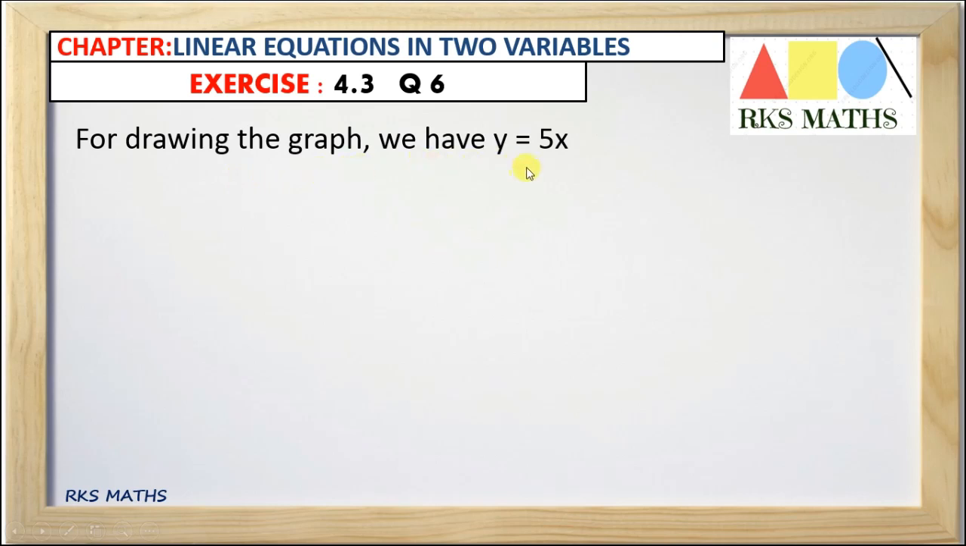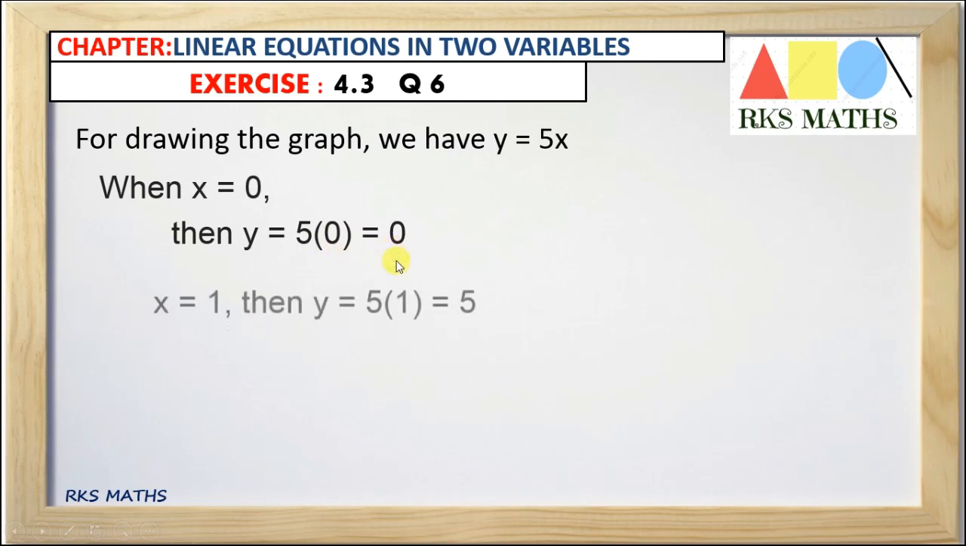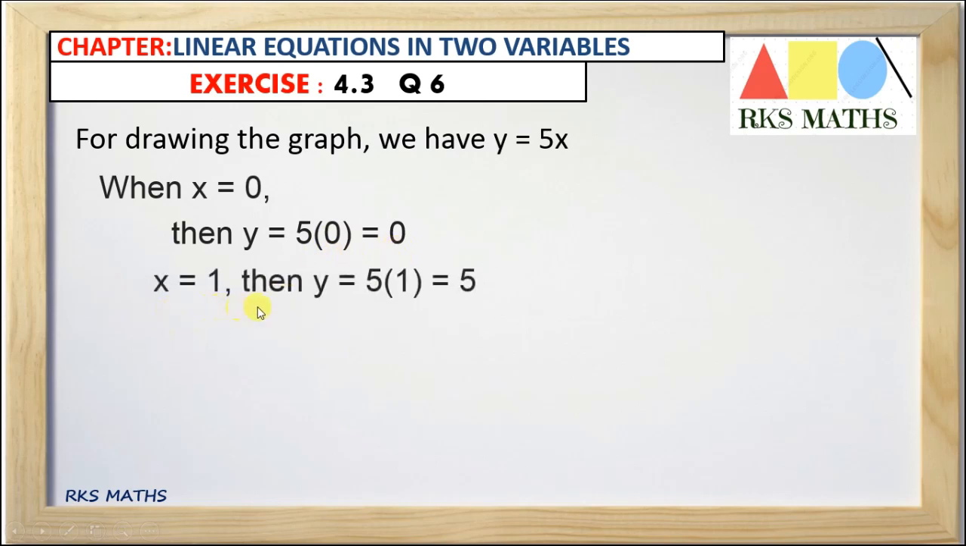So students, for drawing the graph we have y is equal to 5x. As done in the previous class, we first have to find at least 2 or 3 ordered pairs to be plotted. When x is equal to 0, in place of x we put 0, so y is equal to 5 into 0, that is 0. Second case, let us take x is equal to 1, then y is equal to 5 into 1 is equal to 5.